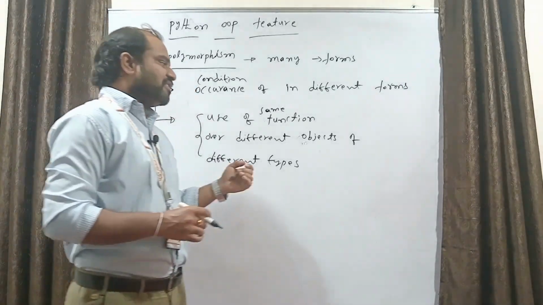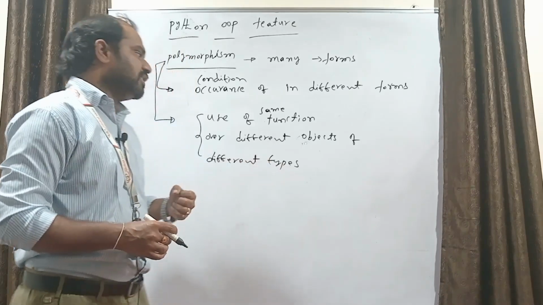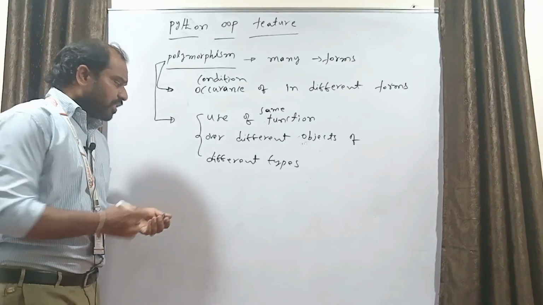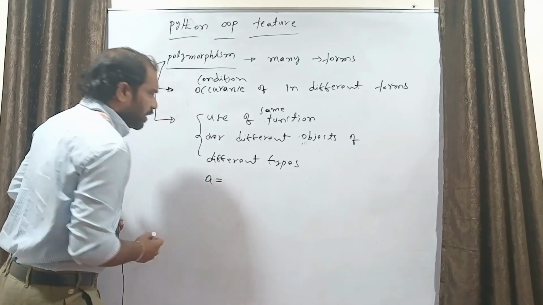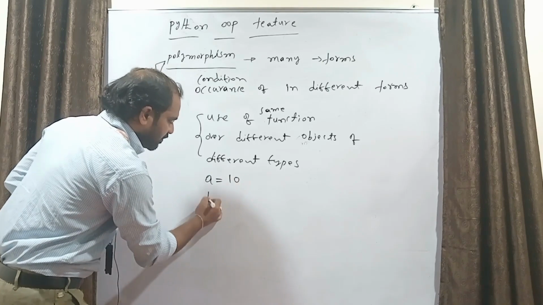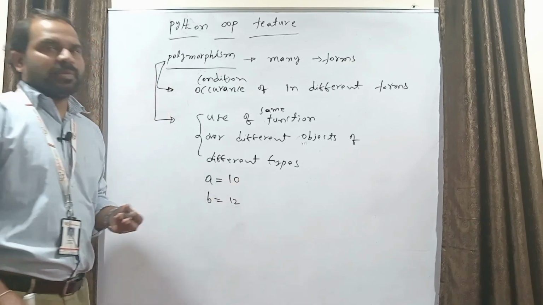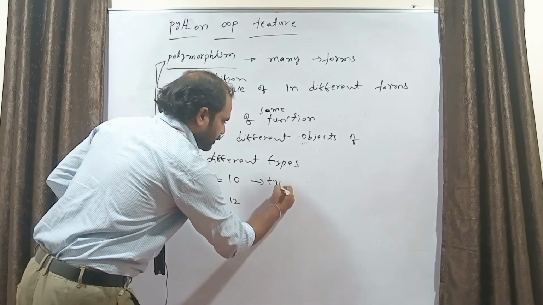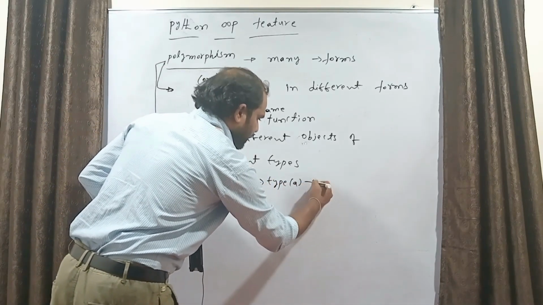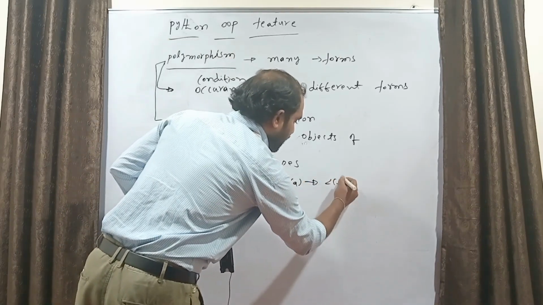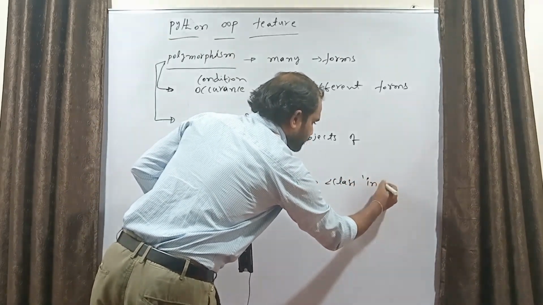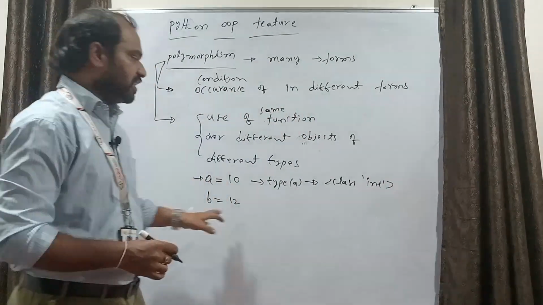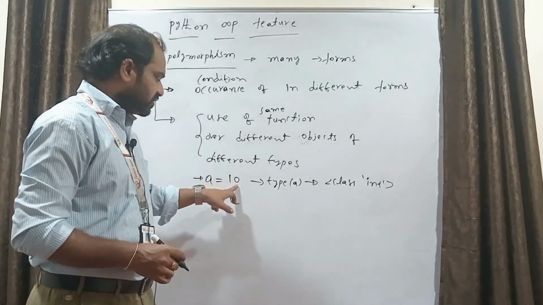The same function will give you different results depending on the object of a particular class. For example, when we create a equal to 10, and b equal to 12, Python by default is object oriented. Now if you check type of a, the output will be class int. This object a is created under the integer class. It means that a is an object which holds the data 10.